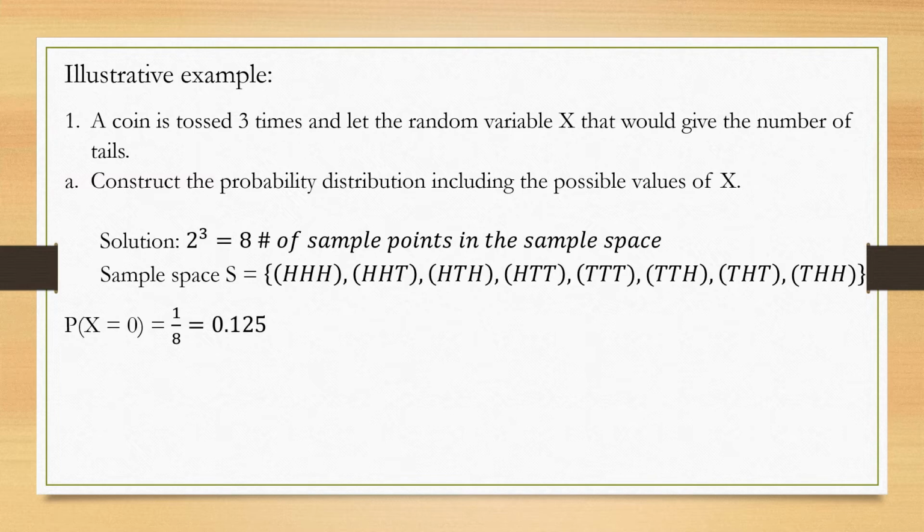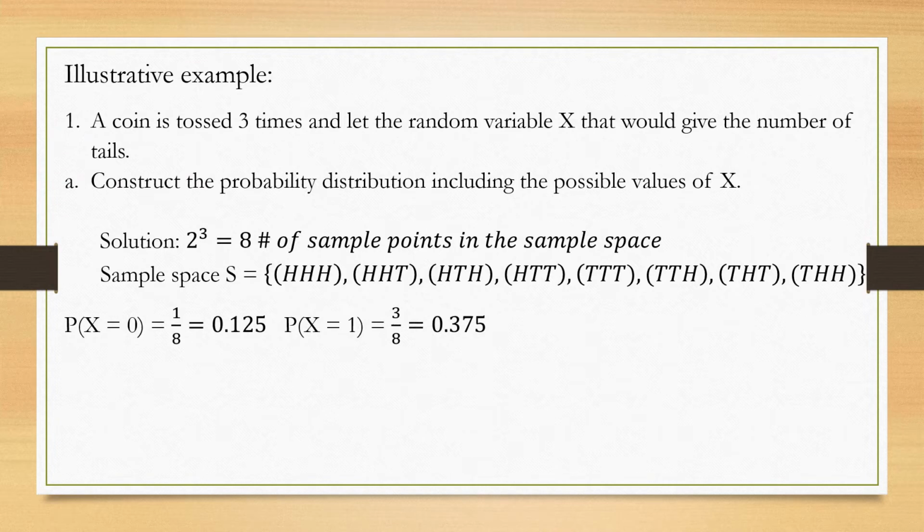So the first event is 3 heads. That is x equals 0, referring to the outcome that has no tail. As we observe in the sample space, there is only one outcome that has no tail, which is the first outcome, the 3 heads. So the probability of x equals 0 is 1 over 8. That is 0.125.